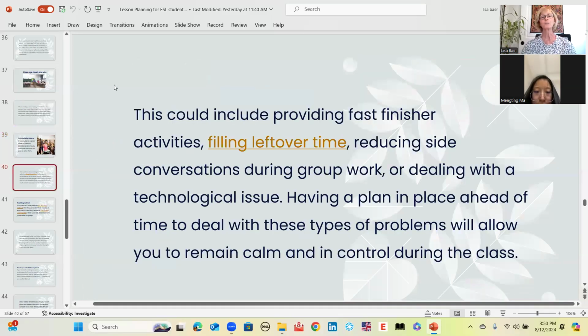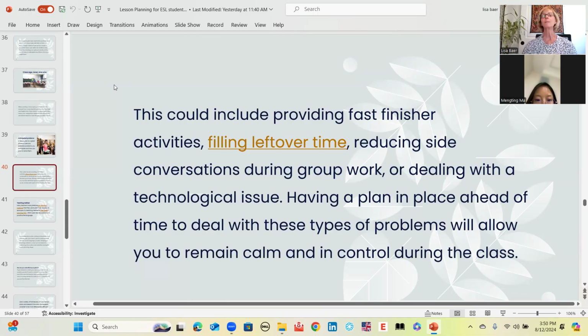This could include, and these are the problems, providing fast finisher activities. So half your class gets finished and the other half is still working. And for young kids especially, you don't want that half of the class that's finished to start talking to one another and start wanting to get up. Then you lose their focus and it's very difficult to get them back.